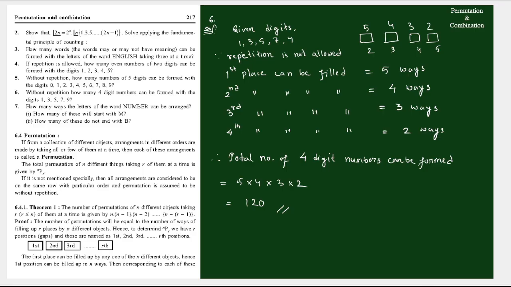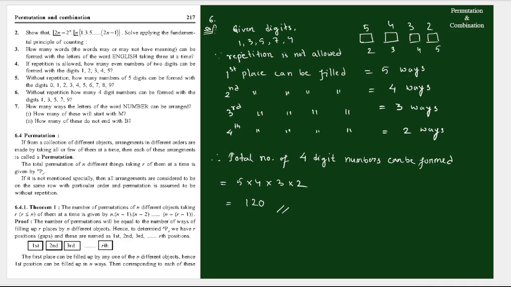And then the second question is, how many of these will start with M? So M has to be fixed. When M is fixed, it starts with M. The first one is already fixed. So how many are left now? 5 places are left, and the interchange will be in 5 different places. So 5, 4, 3, 2, 1.